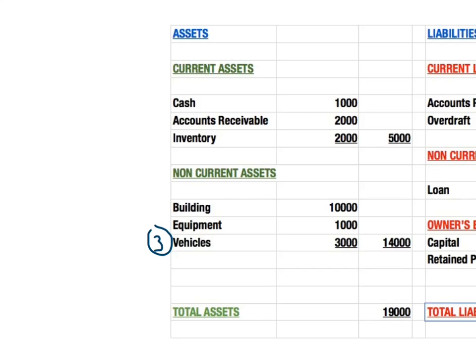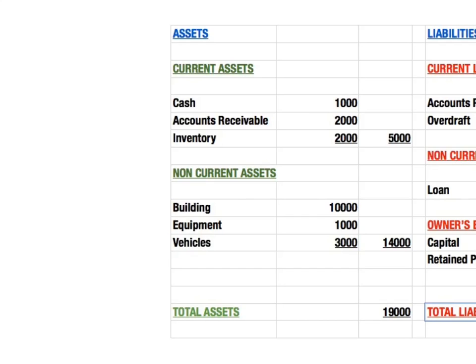And our last example that we have here is vehicles. If there are vehicles within the business, they will be used by the business to generate money, but they won't themselves be sold to be turned into cash within the next 12 months, so they are also non-current assets.